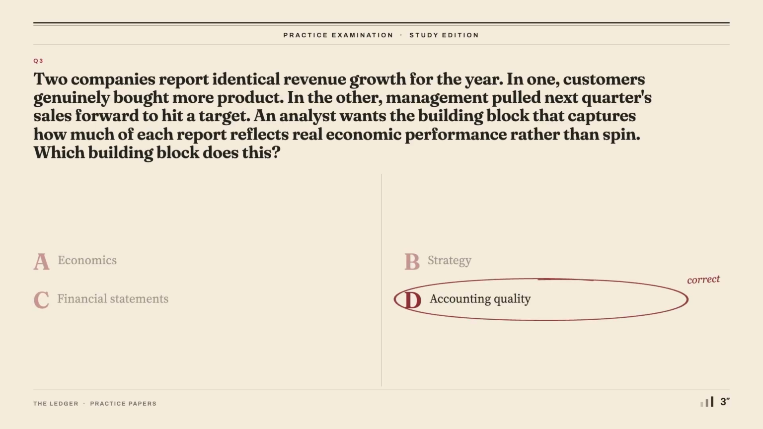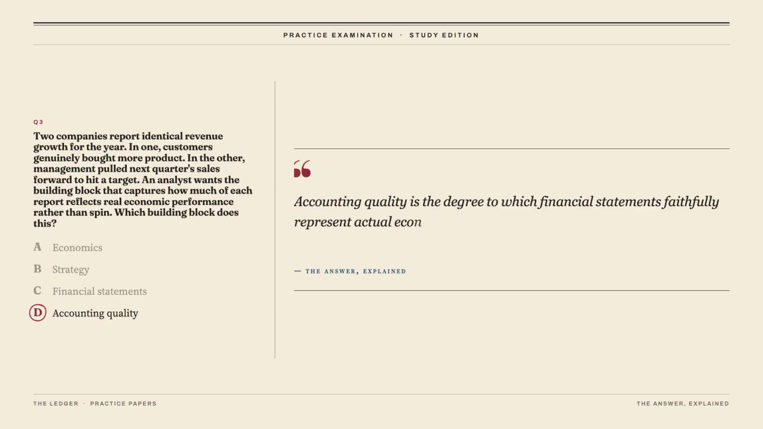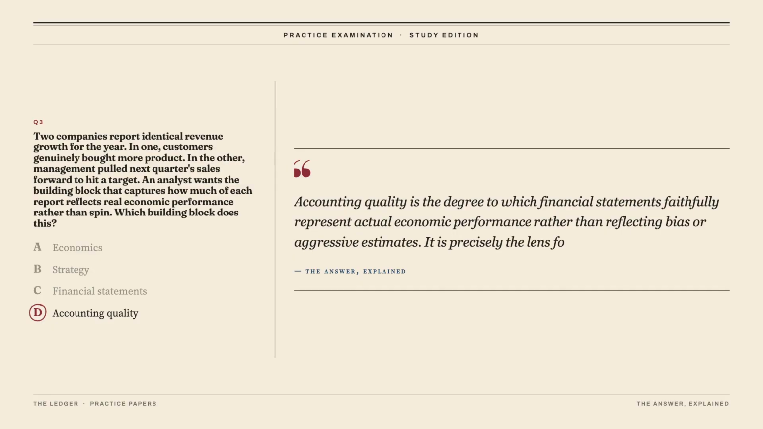The correct answer is D. Accounting quality. D is correct because accounting quality is the degree to which financial statements faithfully represent actual economic performance rather than reflecting bias or aggressive estimates. It is precisely the lens for telling apart two identical looking numbers that carry very different economic reality behind them.